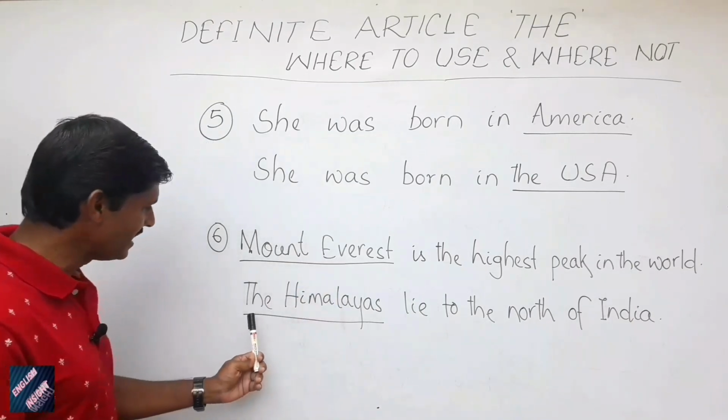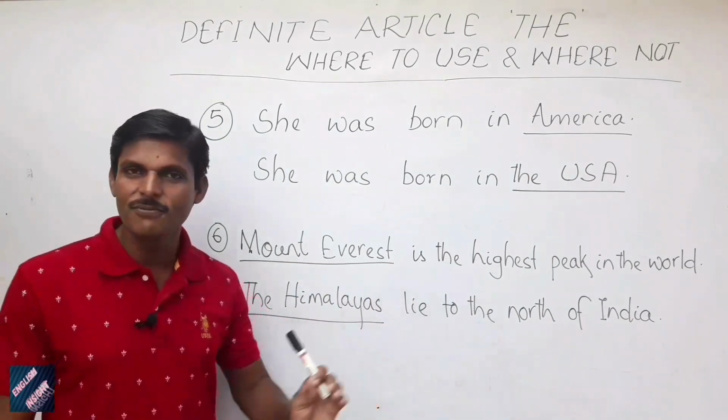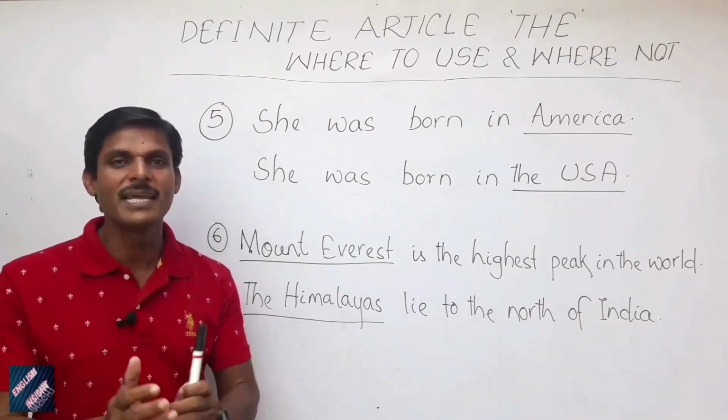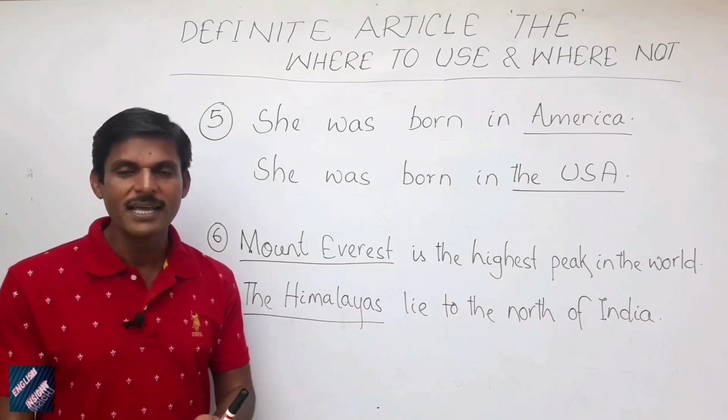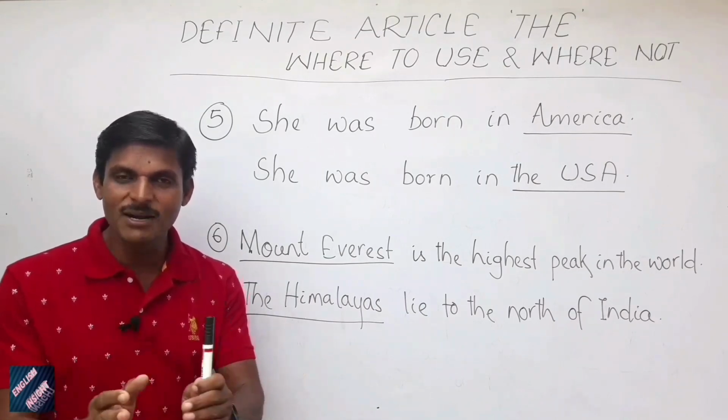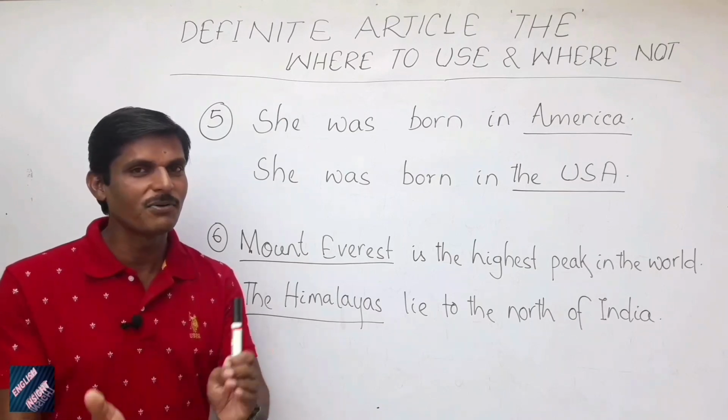But in the second sentence, the Himalayas lie to the north of India. Here, the Himalayas means the Himalaya mountains. If we talk about a group of mountains, we should use the. If we talk about a single mountain, we should not use the before the mountain.